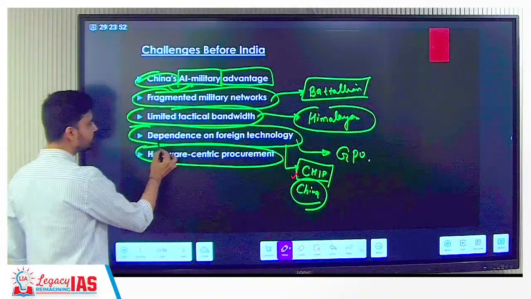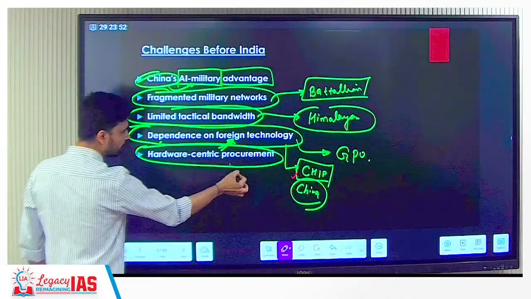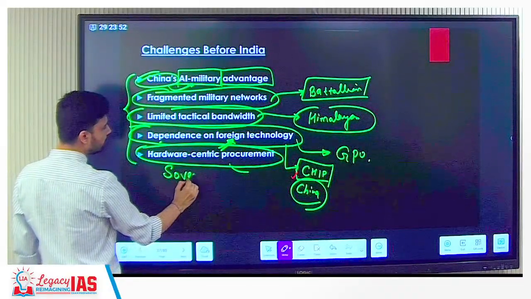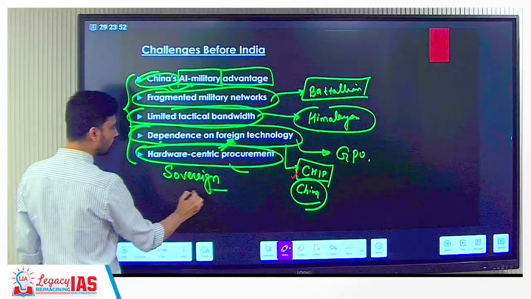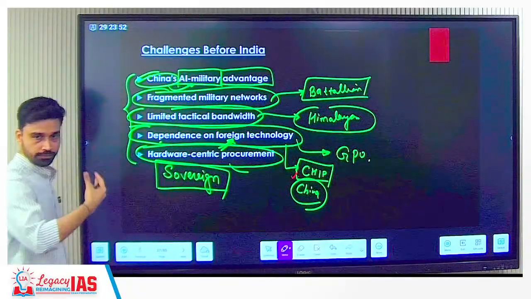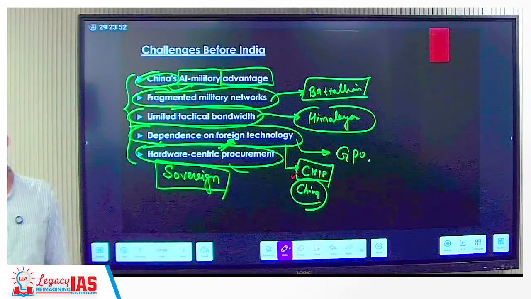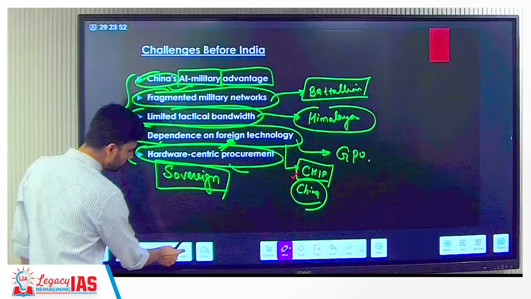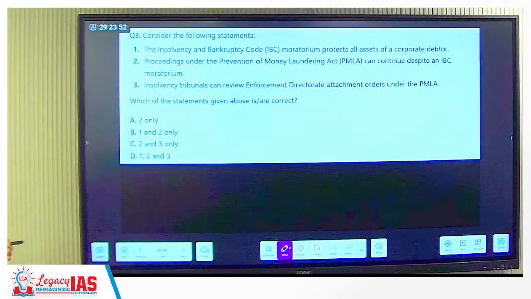Hardware-centric procurement again is dependent upon foreign countries and all that. So unless we try to make it indigenously or become sovereign in the field of chip manufacturing, semiconductor manufacturing, and defense hardware manufacturing, we will have difficulty in tackling China as a threat. Right? So these were the topics.